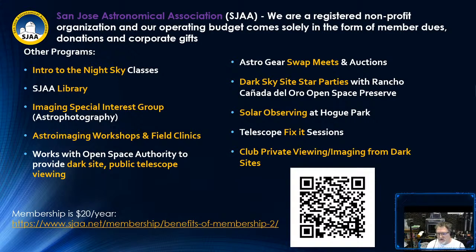We have solar observing once a month on Sunday at Hoagie Park. That same Sunday, we have fix-it sessions. If you've got a problem with your scope, you can come in and get advice or get help to get it fixed. And then the club does a number of events for members, not for the general public. We have private viewing/imaging from dark sites from the OSP and other places. And all of this you get for just $20 a year. So it's a great deal, I think. So let's move on.